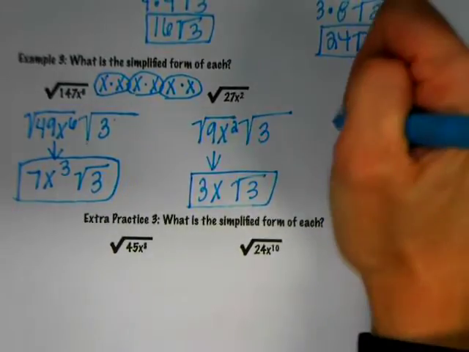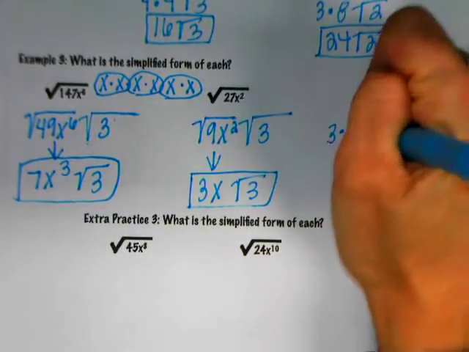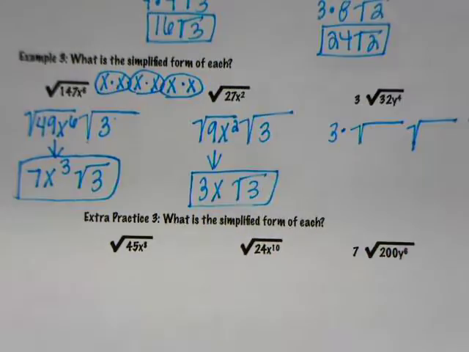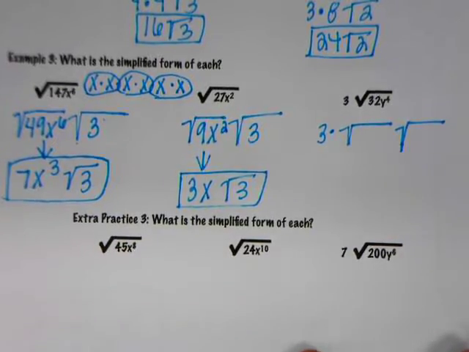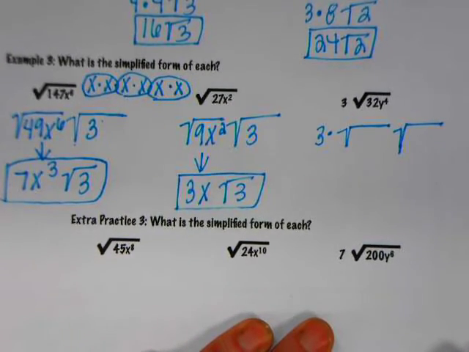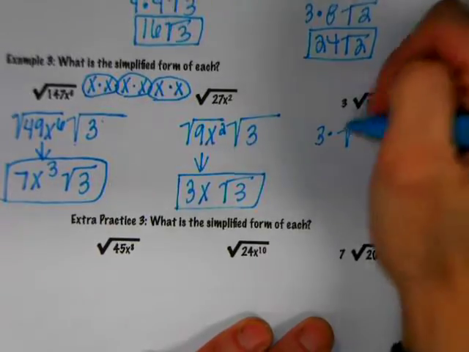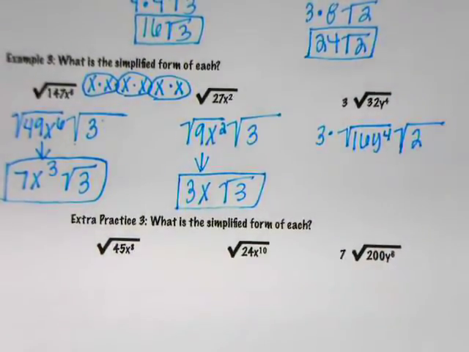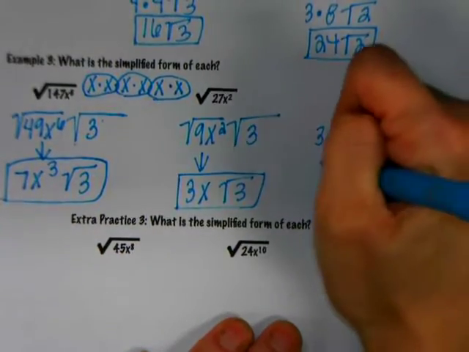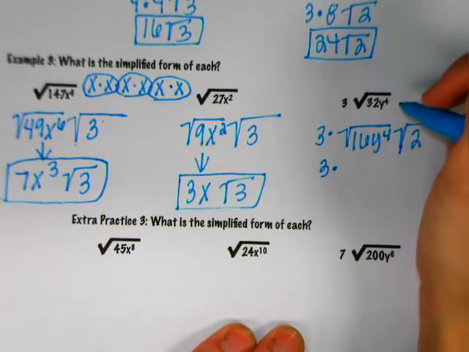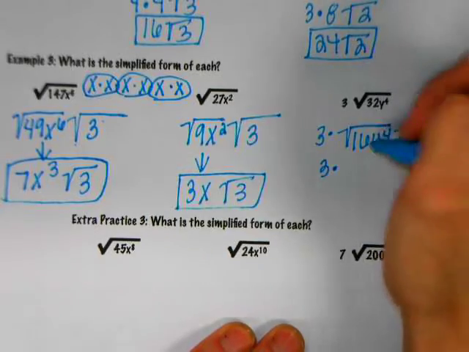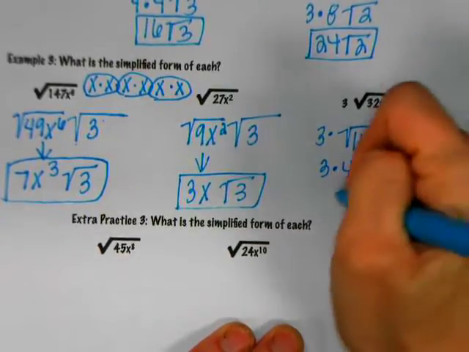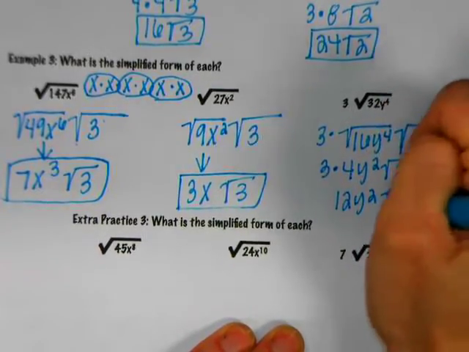Okay, and then we have a number in front on that one. Same thing, though. Just leave it out front till the end. All right, 32, what am I going to use? 16, yep, 16 times 2. And then what's the square root of 16y to the 4th? 4y to the 2nd, yep. And then multiply that together, so 12y squared radical 2.